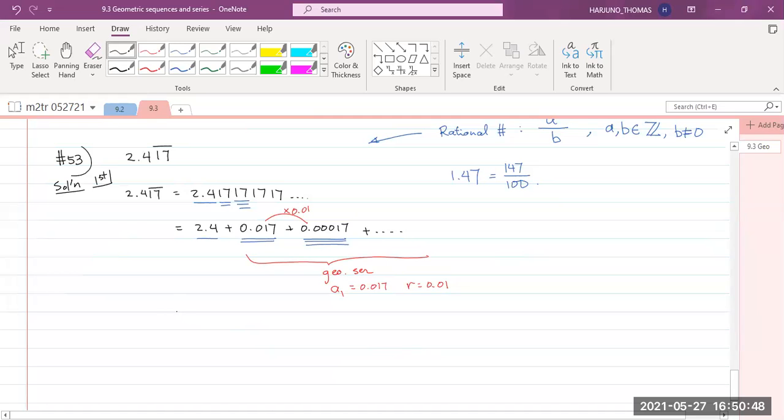Now, in other words, this is 2.4 plus, you see the magnitude of the ratio is less than 1. So we can use that infinite series formula, the first term over 1 minus the common ratio. So this is 2.4 plus 0.017 over 0.99. Let's move the decimal point 3 times to the right for the fractional part. So that's 17 over 990.